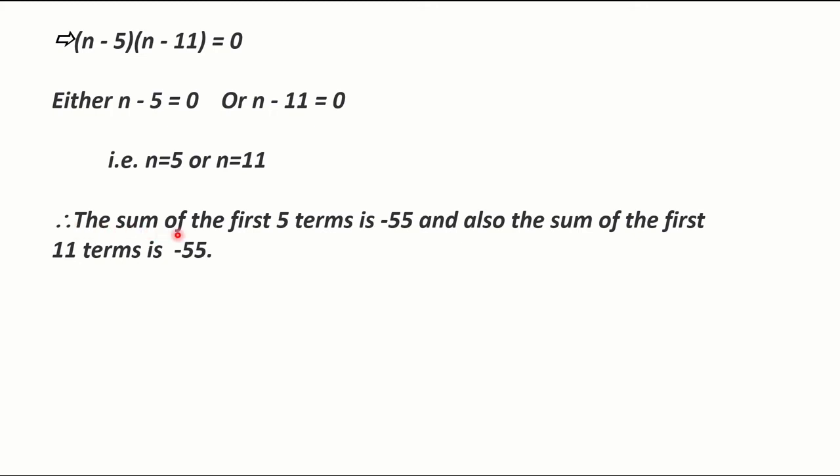So, therefore, the sum of first 5 terms is minus 55. And also the sum of first 11 terms is also minus 55. So, let's understand this through this explanation. When n is equal to 5, it means we need to take 5 terms. And those 5 terms are minus 15, minus 13, minus 11, minus 9, minus 7. And when we add all these terms, we are going to get the sum as minus 55.